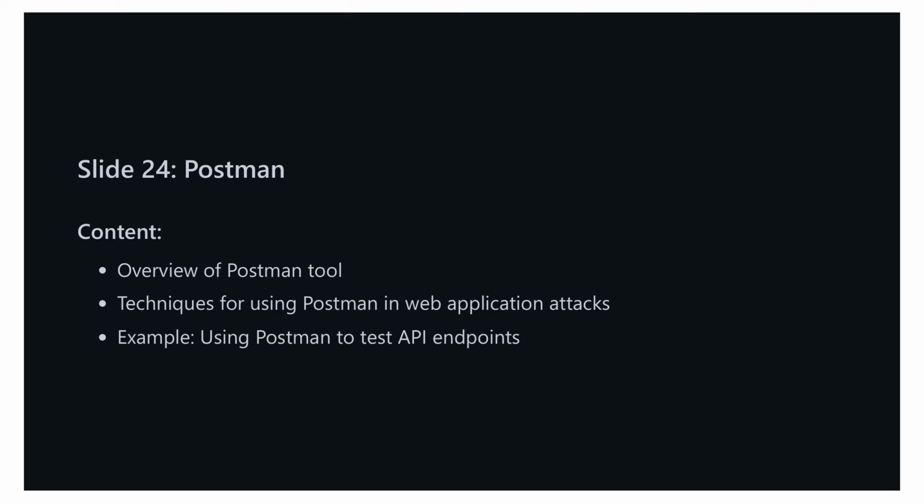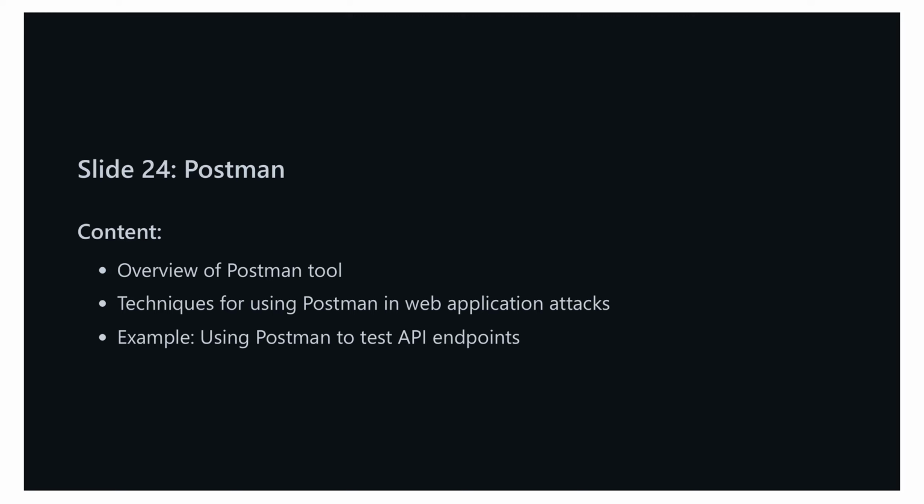We will start with an overview of the Postman tool, exploring its features and why it's useful for web application security testing. Following that, we'll delve into specific techniques for using Postman in web application attacks. This will include setting up various requests, addressing different methods like GET, POST, PUT, DELETE, and understanding how to manipulate and inspect request headers and payloads. Finally, we'll look at a practical example of using Postman to test API endpoints. This example will highlight how you can validate API responses, check for potential security issues, and ensure that your API implementations are secure and robust.